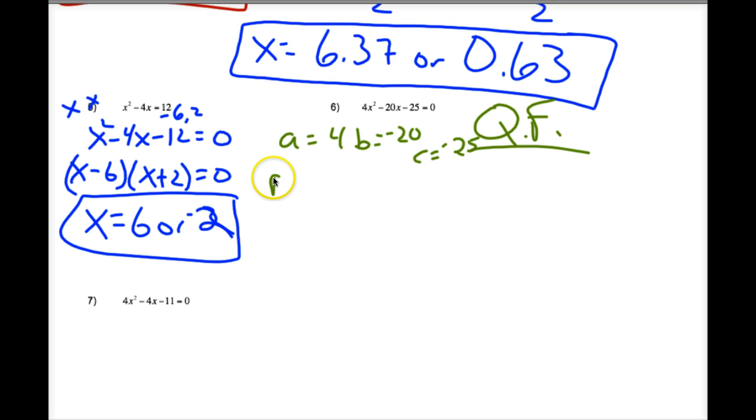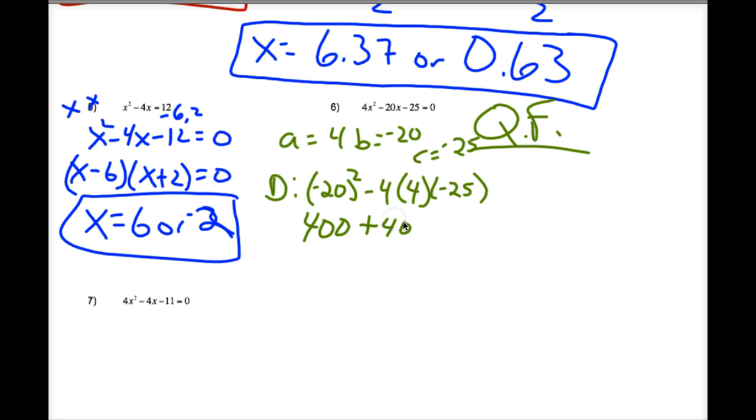Okay, so the determinant, no, the discriminant. Have I been calling it the discriminant or the determinant? Discriminant, right? Determinant is something totally different. We're going to do that later. We're doing the discriminant. Negative 20 squared minus 4 times 4 times negative 25. That's 400, and it's positive.